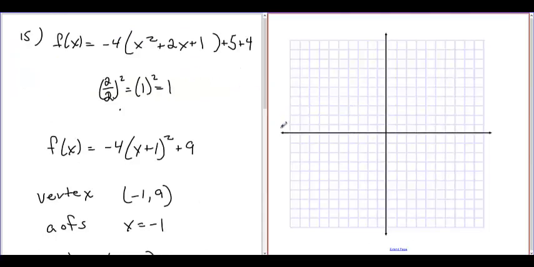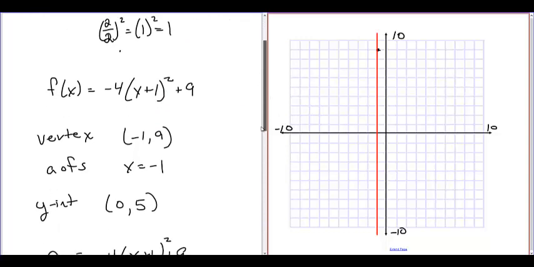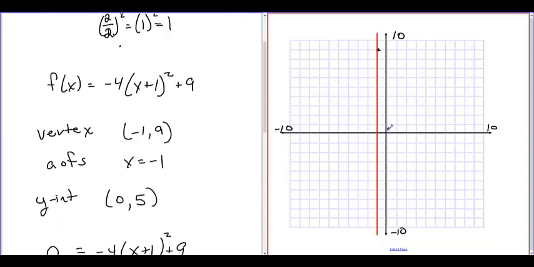Okay, label our graph. Plot our vertex, negative 1, 9. Draw our axis of symmetry. What else we got next? Y-intercept, 0, 5. 1, 2, 3, 4, 5. Okay, there's a y-intercept. The symmetric point is right there.